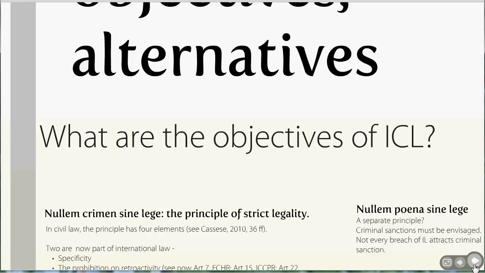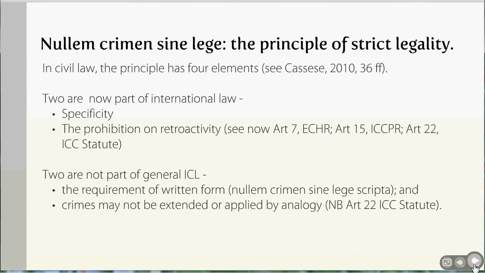We also will spend a certain amount of time talking about nullum crimen sine lege as a basic principle in international criminal law. And sometimes a lot of the criticisms made of international law revolve around this basic legal principle. So nullum crimen sine lege is, as we have it here, the principle of strict legality. And it's well explained in Antonio Cassese's second edition of his book on international criminal law.